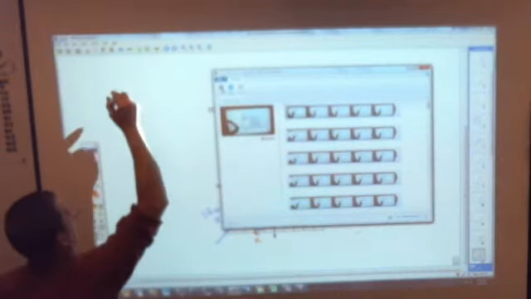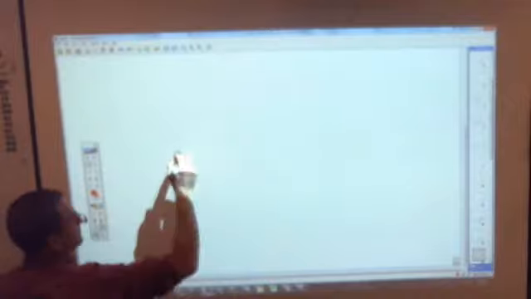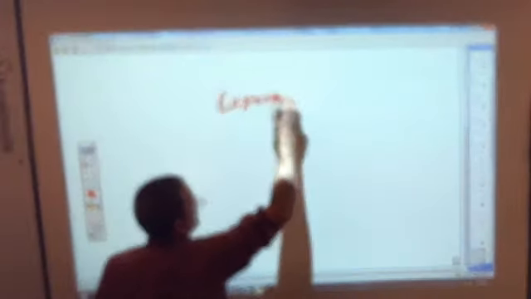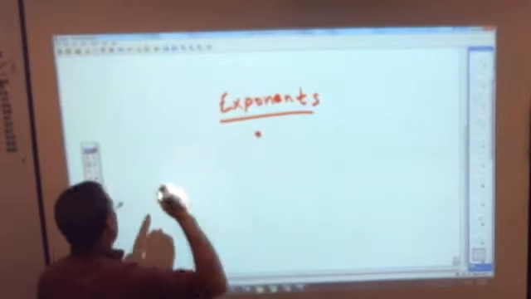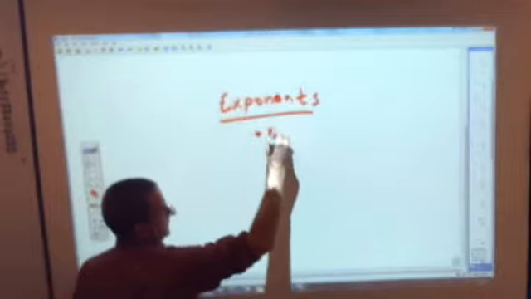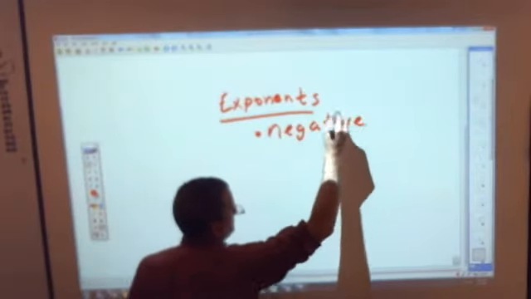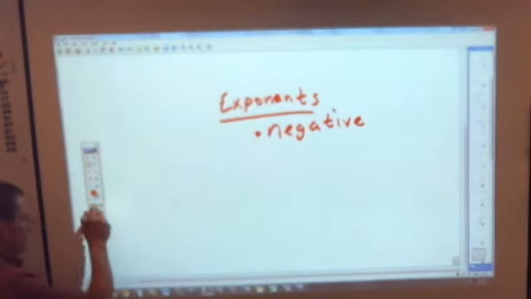Take out your notes under exponents, please. And the little subheading, children, is negative exponents. Negative exponents. Boys and girls and ladies and gentlemen, we have done this so far.